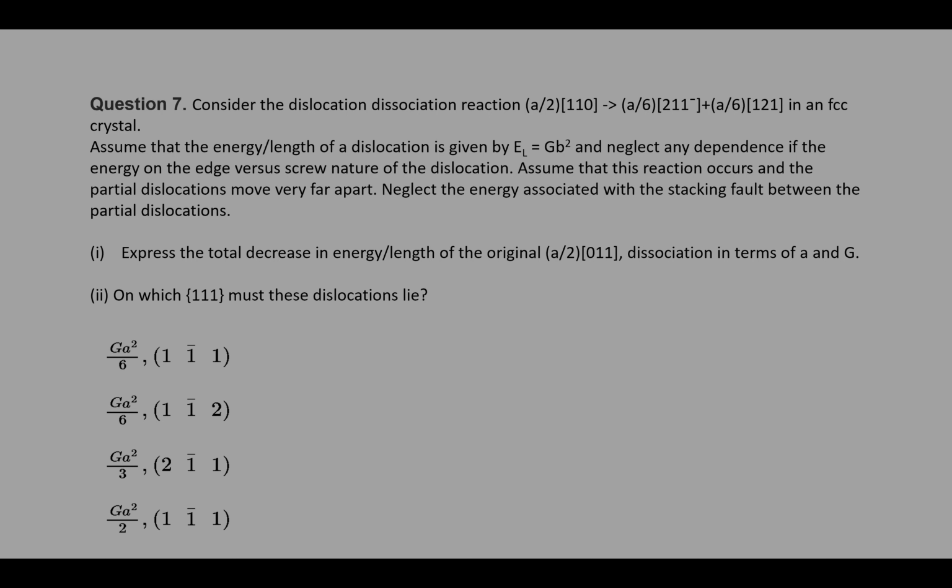So here they're asking to express the total decrease in energy by length of the original a by 2 <011> dissociation in terms of a and G. For that, we just have to divide it into a by 6 parts. So a by 2 [011] is a by 6 [1 bar 1 2] plus a by 6 [1 2 1]. So we have divided it into two parts.